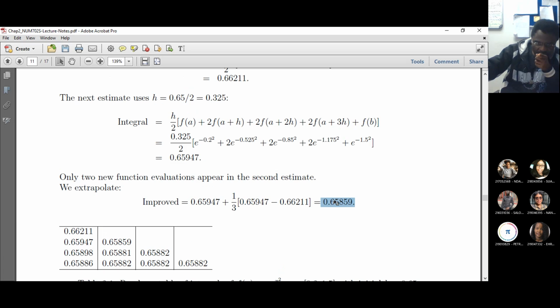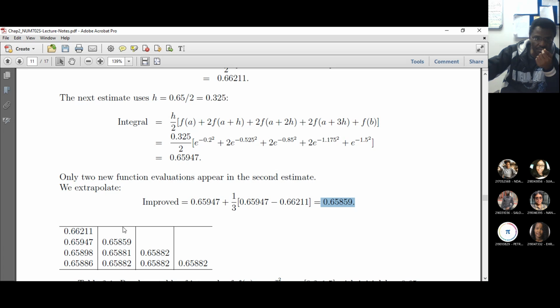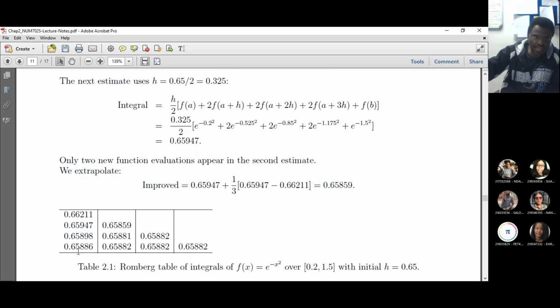Okay, so what we have just done here, we can repeat that process. So if you look at the values here, you can see that 0.66211 is this entry in the table. Now, when we have the value here, the next we obtain is this one, 0.65947, this one. And if we proceed another time, that is, we halve h again, we get this. We halve again, we get this.